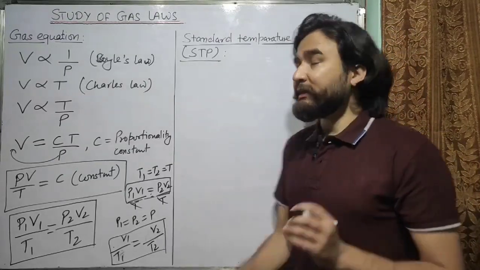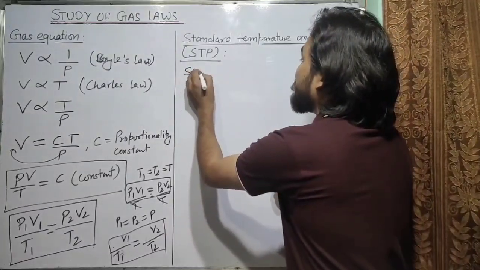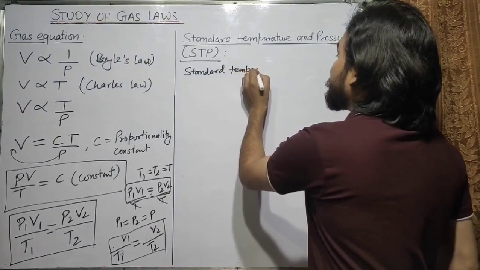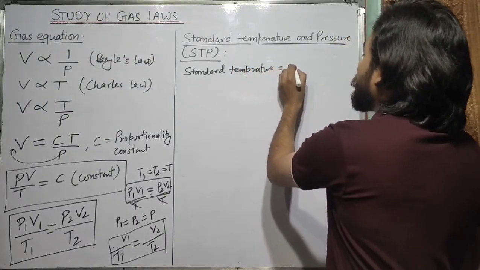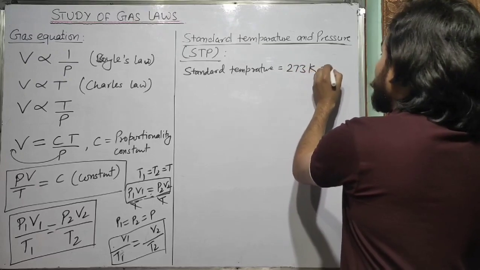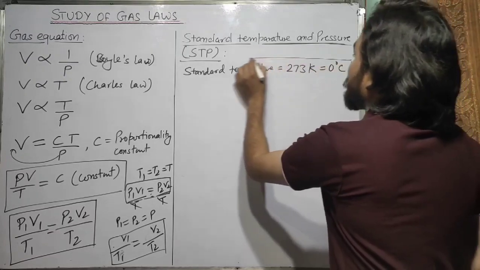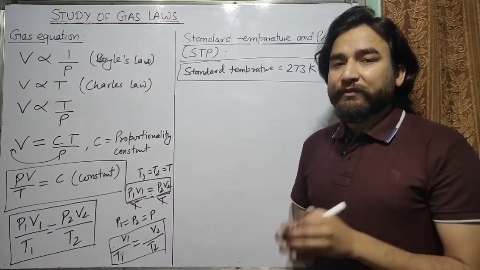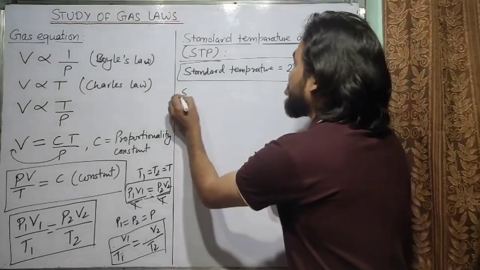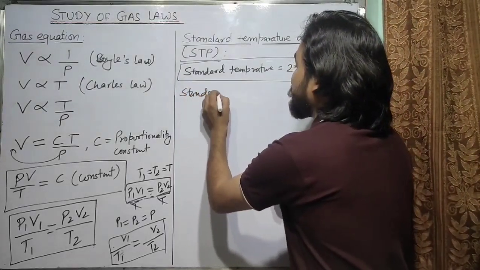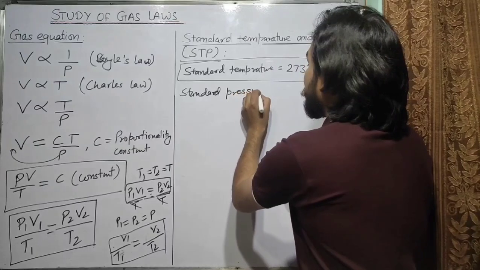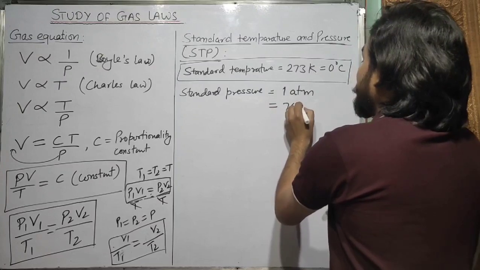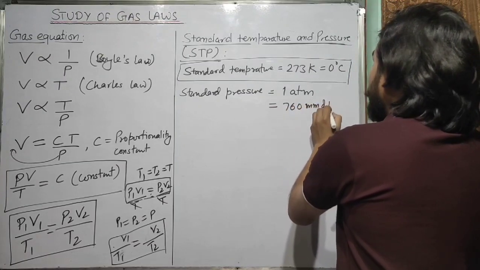So what is the standard temperature? First we will talk about standard temperature. Standard temperature is taken as 273 Kelvin or 0 degrees Celsius. If you write it in degrees Celsius, it is 0 degrees Celsius or 273 Kelvin. And if we talk about standard pressure, standard pressure is taken as 1 atm, 1 atmospheric pressure, which is equal to 760 mm of Hg.